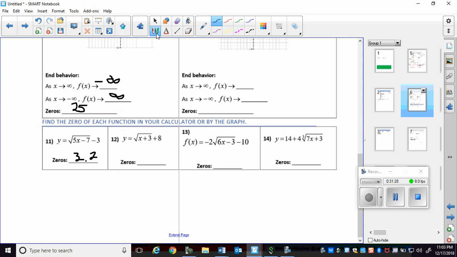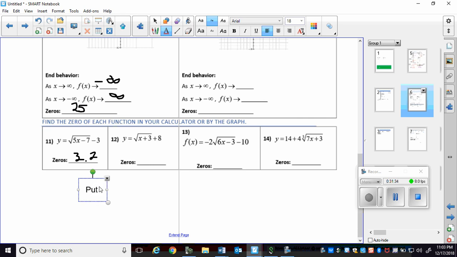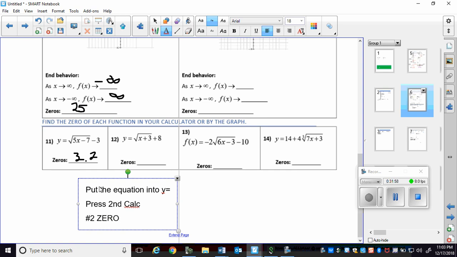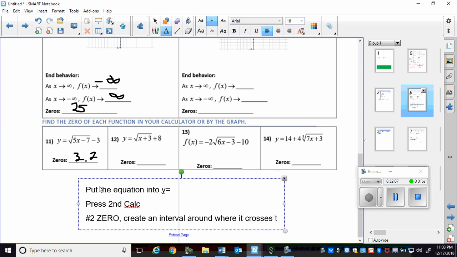So if you put these in, the rule here to find zeros: you put the equation into y equals, press second calc, go to number 2, 0, and then create an interval around where it crosses the x-axis, and you should be able to narrow down your 0.